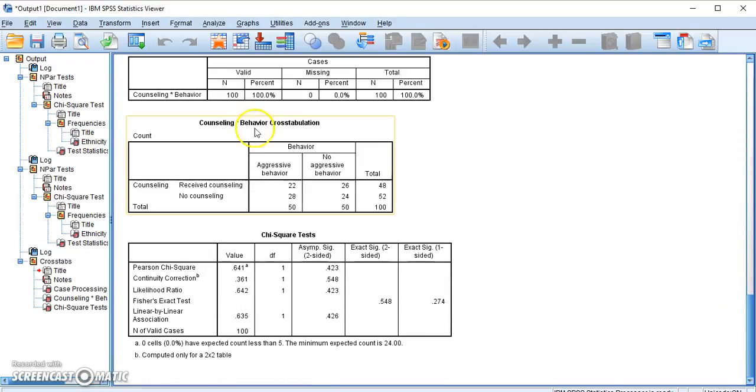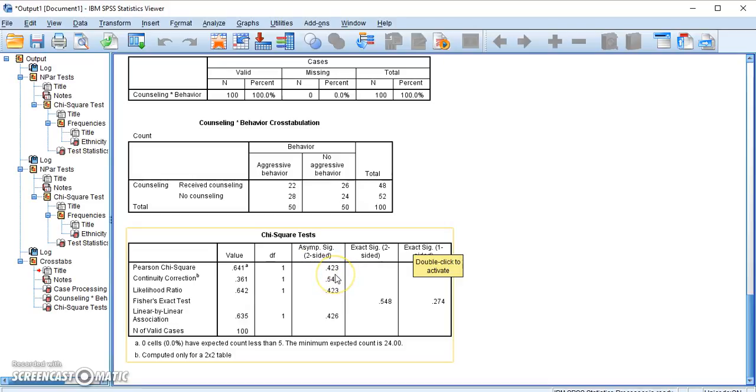And here is our table. If we think of counseling as the exposure, whether somebody received the counseling or did not, and our outcome, whether somebody has aggressive behavior or does not, here is the same or very similar 2x2 table, just like the one we worked with when we worked with vitamin C and getting the flu. Here is the actual test, the Pearson chi-square. This is the value of the chi-square, degrees of freedom, and the p-value. So this is going to tell us whether our chi-square test is significant.